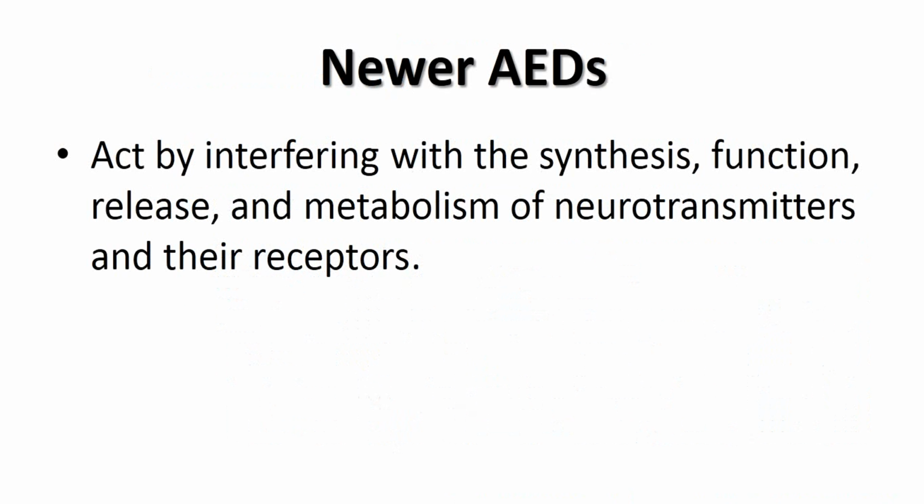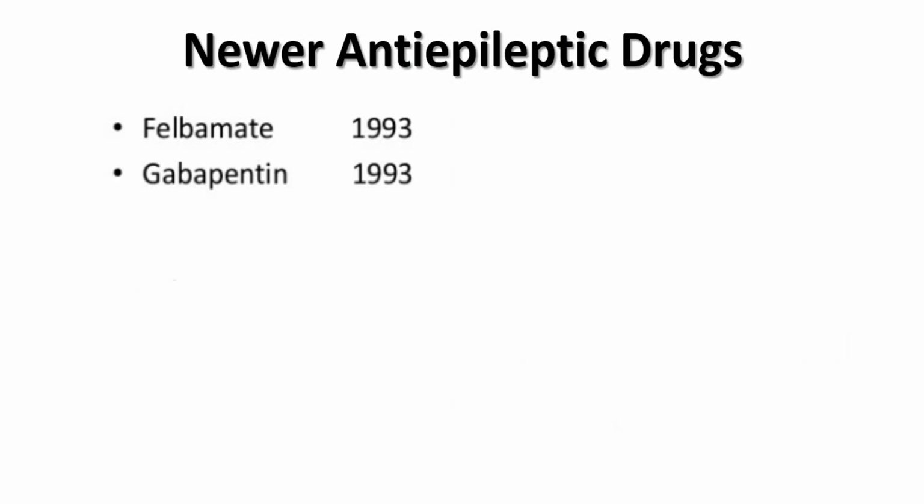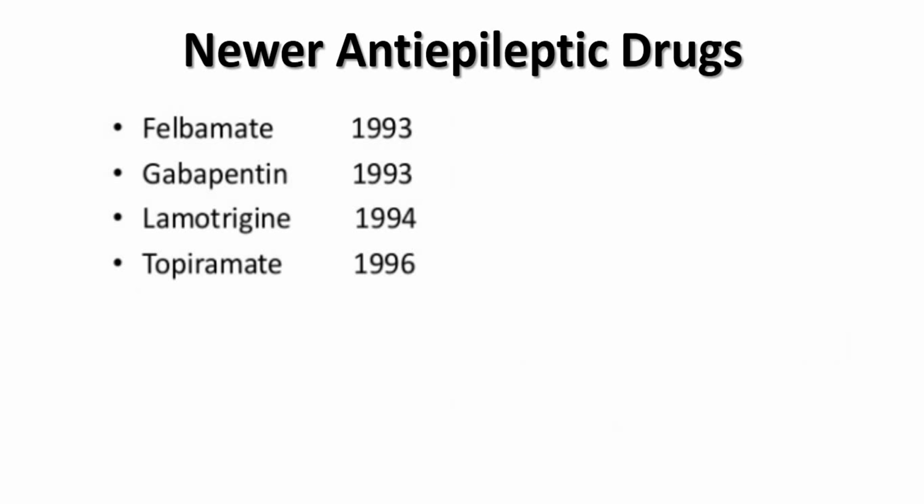Now, what are the newer anti-epileptic drugs? These are the old drugs that I mentioned. What are the latest anti-epileptic drugs? The latest anti-epileptic drugs act by interfering with the synthesis, the function, the release and metabolism of neurotransmitters and their receptors. What are the newer anti-epileptic drugs? You have felbamate 1993, gabapentin 1993, lamotrigine 1994. I just mentioned the year of discovery as well. Topiramate 1996, Tiagabine 1998, very important drug.